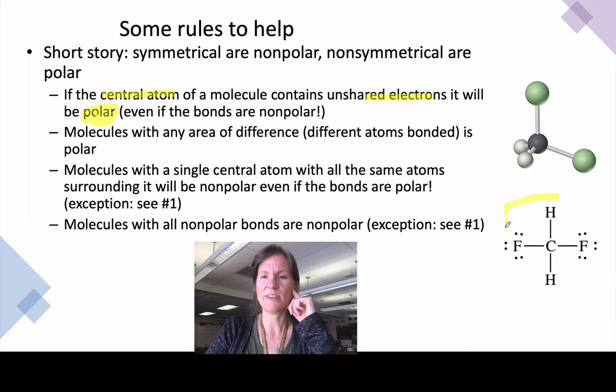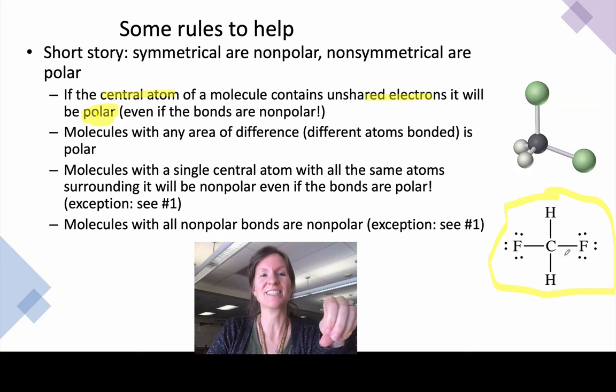Now, this structure I have on the screen right here is an example that does not fit this, right? My central element does not have any electrons. My outer elements do, but the center does not. So that is not a good example. Now, the other thing I can look for is just a molecule with any area of difference. So if there's different atoms bonded to the outside, it's going to be polar. Now, if the central atom has these atoms all bonded to it and all the atoms are the same, it's going to tend to be nonpolar even if the bonds are polar, okay?